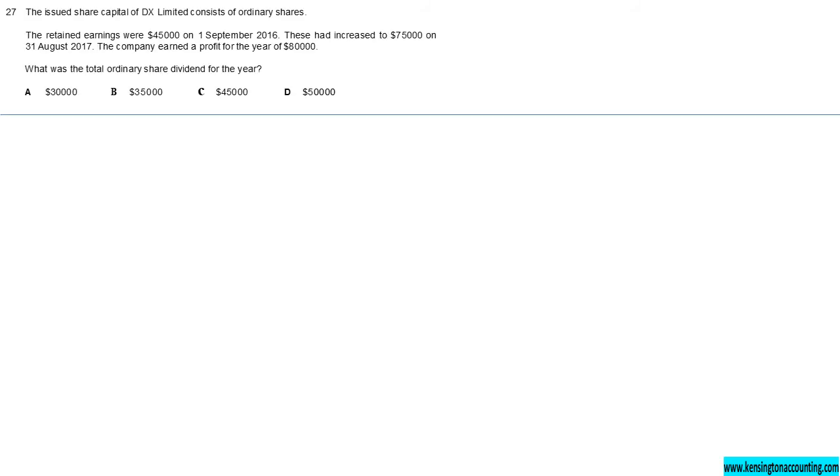Question 27 is about movements in the retained earnings account. So at the beginning of the year, the company had retained earnings of 45,000. At the end of the year, the retained earnings was 75,000. Profit for the year was 80,000, and we need to calculate the total dividend paid during the year.